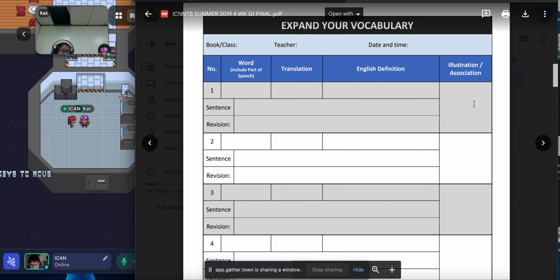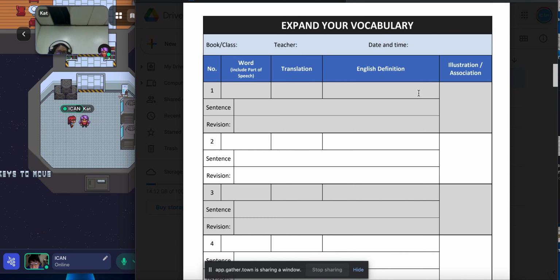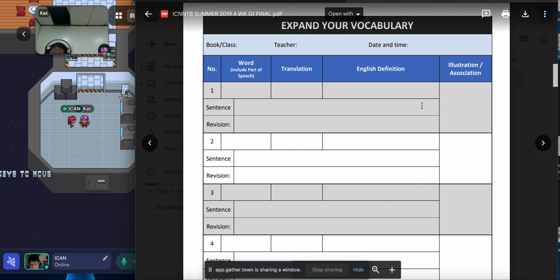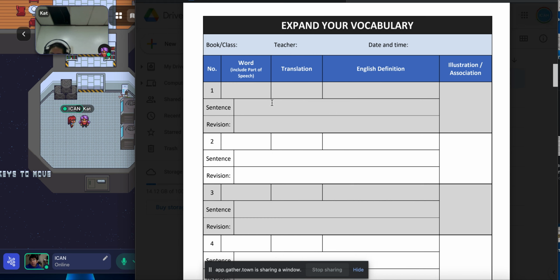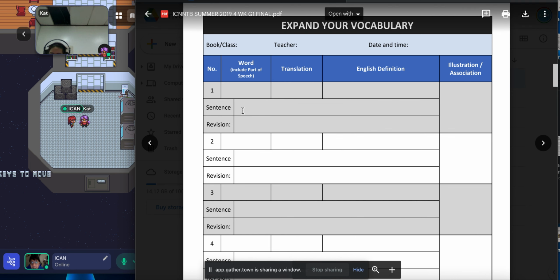They will make a drawing. If they cannot do the definition, then you just write it down yourself. And then they will make a sentence. Okay? So how are you going to check it? You check the translation, you check the drawing, and then you check the sentence.